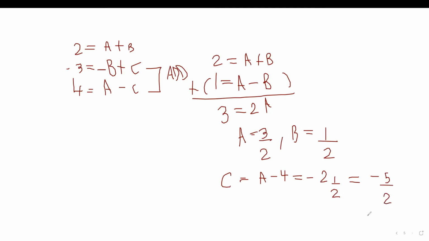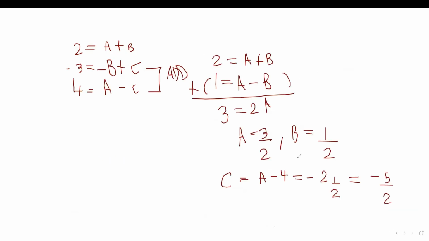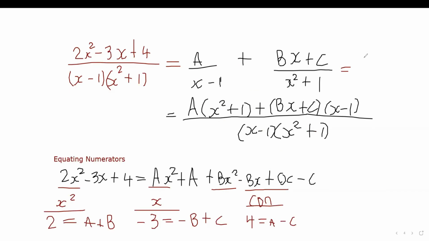So now that we've found A, B, and C, we can complete this. We can rewrite it and say this is equal to A over x minus 1, and A is 3 over 2. Now look, you can write this, instead of 3 over 2 in the numerator, as 3 in the numerator over 2 times x minus 1.